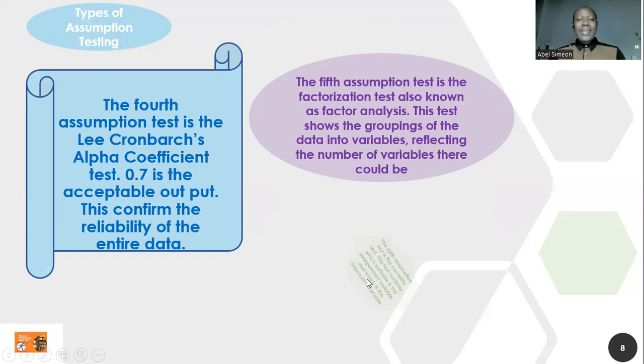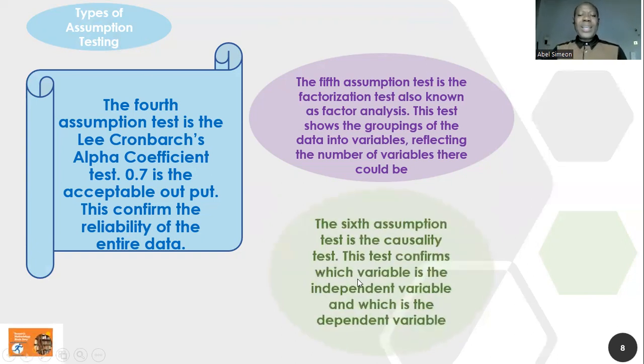The sixth test is the causality test. The causality test is where you get the dependent variable and independent variable. As I told you earlier, how do I know that in your work this is the dependent variable and this is the independent variable? It is this very test, the causality test, that tells me. And you see the p-value. The p-value tells us, yes, this one is caused by this. This one is not caused by this. This one is dependent on this. This one is not dependent on this.